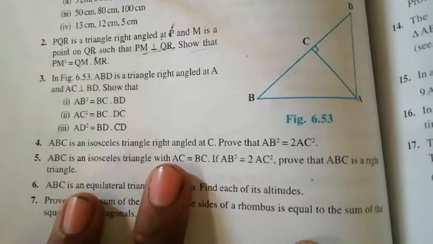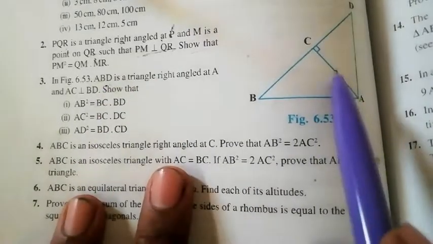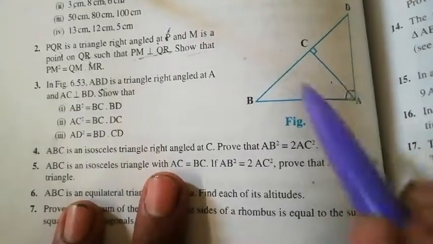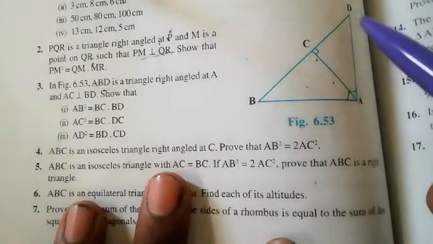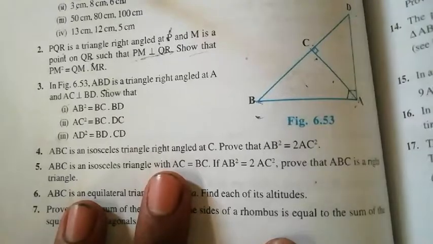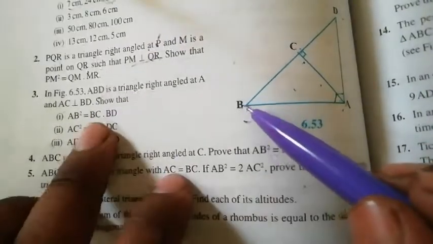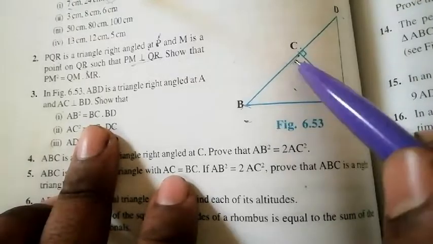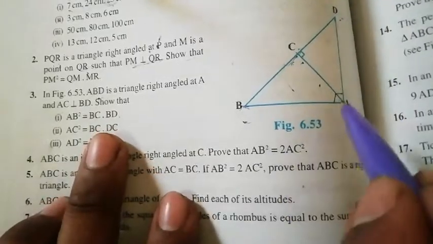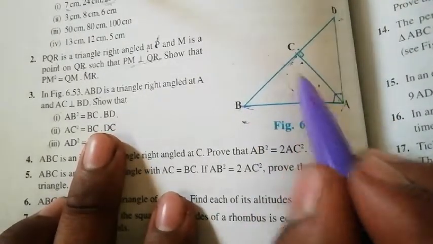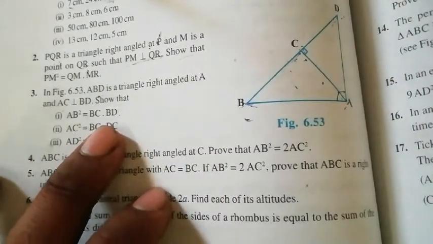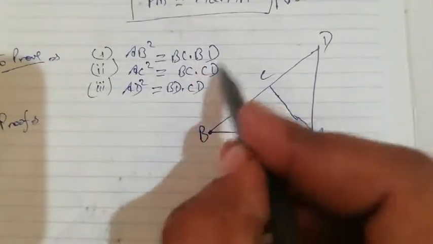Now let's solve the next question. In this question, ABD is a triangle, right angled at A, so this is 90 degrees, and AC is perpendicular to BD. Now we have to show that AB square is equal to BC into BD. One side is BC, so this triangle will be ABC, and another side is BD, the entire side. So what we have to prove is that triangle ABC is similar to triangle ABD. If we prove this, then we can get AB square is equal to BC into BD. So this is what we have to prove.